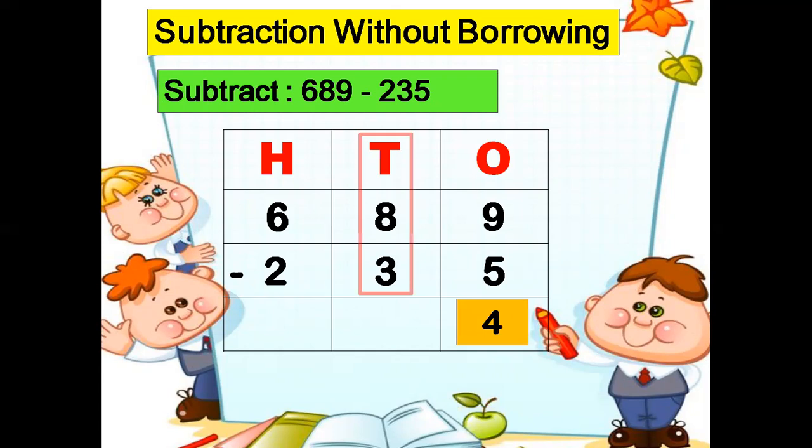Now 8 tens minus 3 tens. We get 5 tens. Now subtracting hundreds from hundreds. 600 minus 200, we get 400. So the answer is 454.